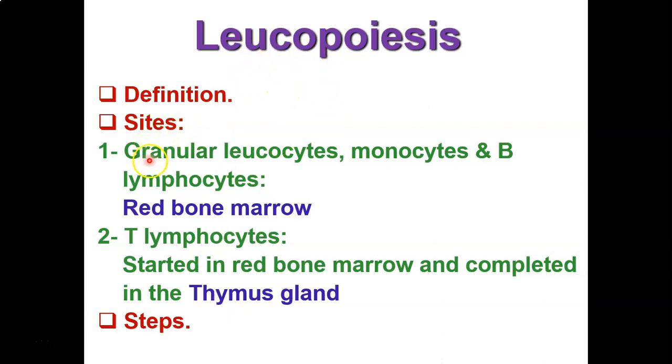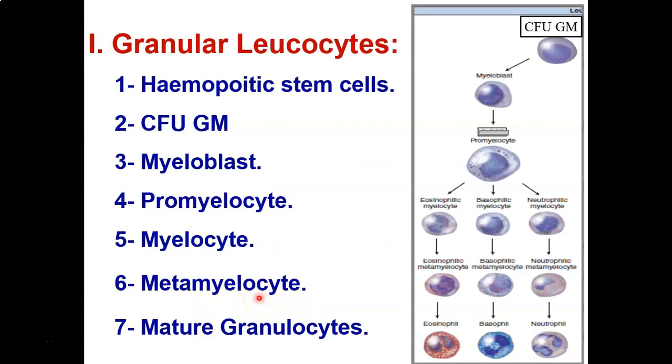It occurs in granular leukocytes, monocytes, and B lymphocytes within the red bone marrow, while T lymphocytes, be alert to this information, start in the red bone marrow and are completed in the thymus. Let's go through the steps. Here you will have the mother cell.